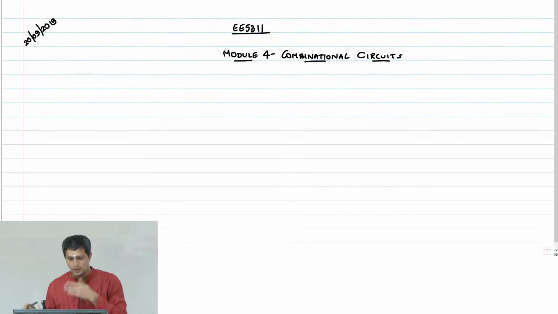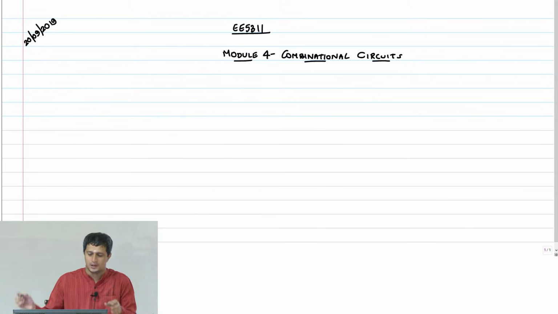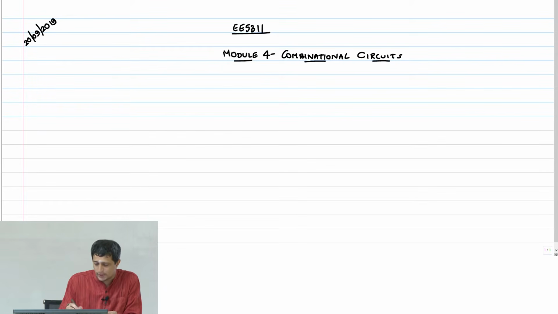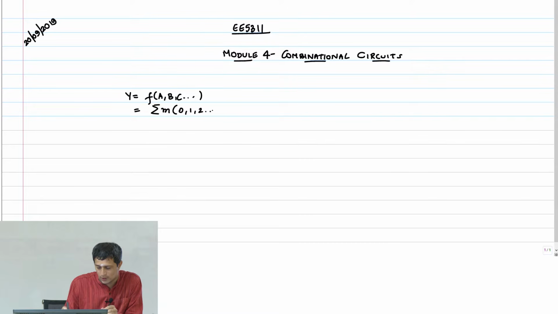So, good morning everyone. Let's proceed with the discussion on combinational circuits. Yesterday we discussed how to construct any arbitrary Boolean function. If you have y equals f of a, b, c and so on, then assuming that this f is in a sum of products form, a sum of minterms 0, 1, 2 and so on.